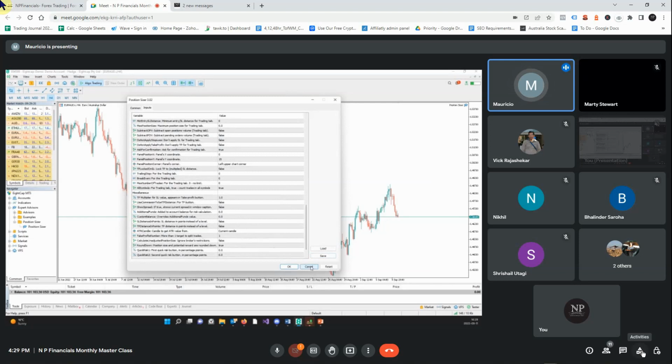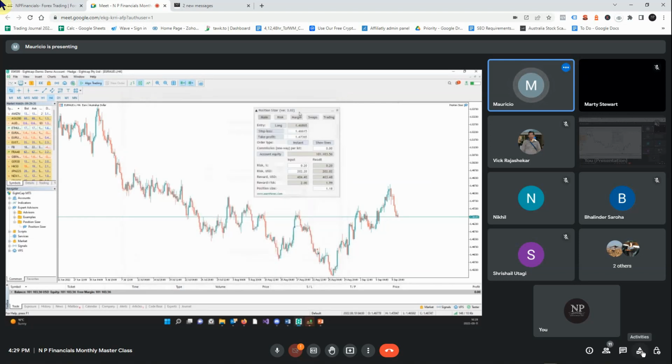So let me just cancel out of this. What you've got here is a position sizer. Again, it's automatically taking your entry. At the moment, it's defaulted to instant. You've got these little buttons as well. If you click on the buttons, it cycles through the options. At the moment, it's pending.